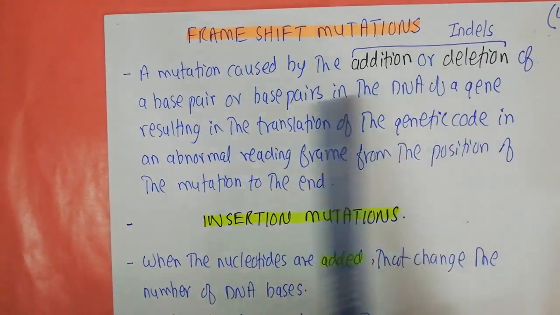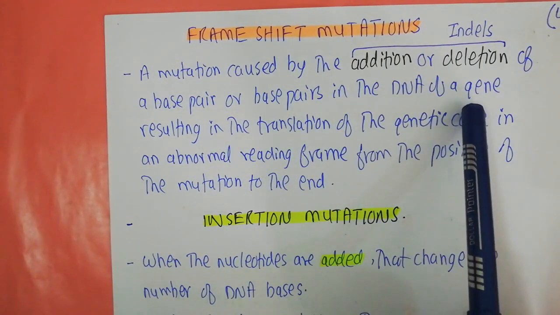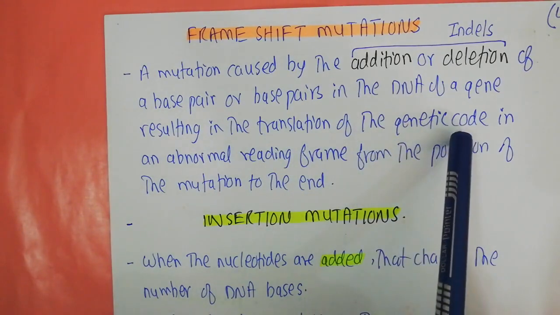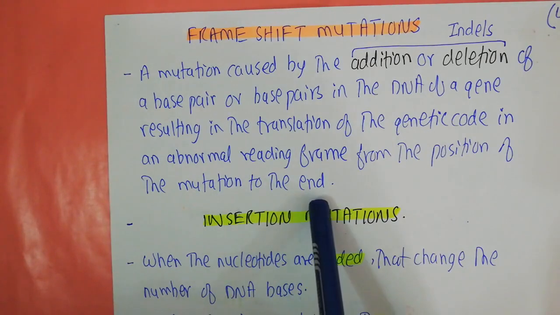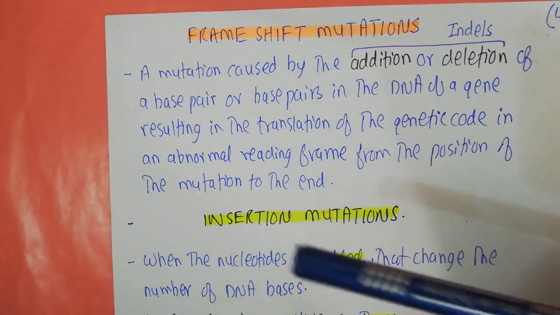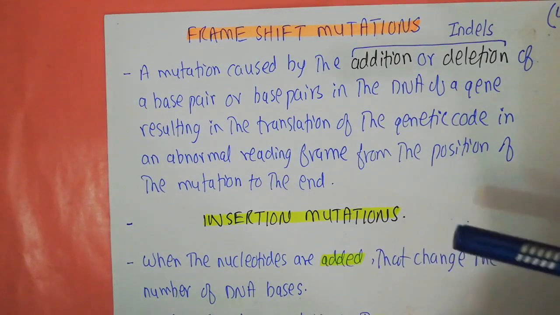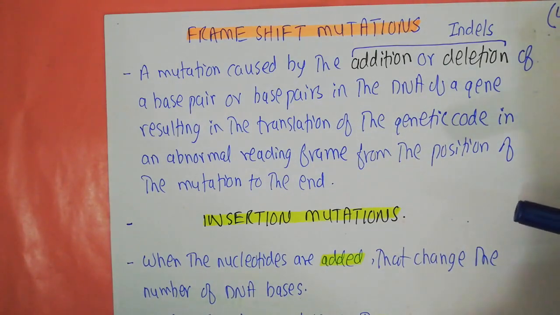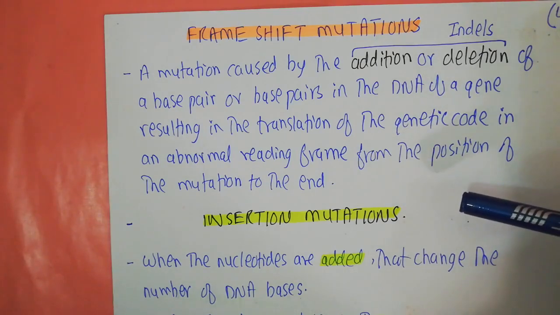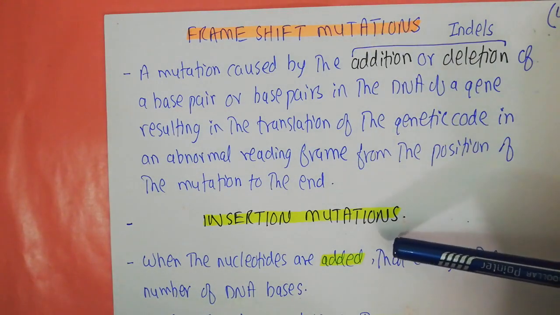When there is addition or deletion of base pair or base pairs in the DNA of a gene, it results in the translation of the genetic code in an abnormal reading frame from the position of the mutation to the end. Now this means that because of the addition or deletion, the reading frame is changed, and at the position where there is addition or deletion, and at all of the following points, the amino acids are going to change, and that change is going to lead to the formation of abnormal proteins. Now this frameshift mutation has two types.